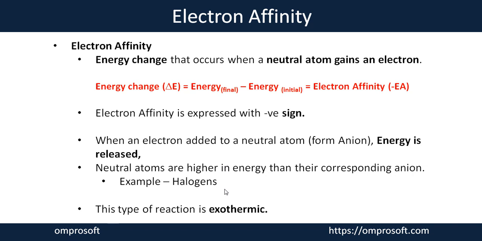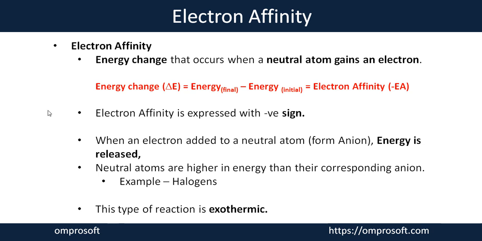In their initial stage, like chlorine, fluorine, bromine, iodine, which are all halogens, they have a high amount of energy compared to their ions. That is why, if you take the difference between initial and final, halogens have the highest difference between their initial and final stage. Due to this reason, the electron affinity value in halogens is highest.